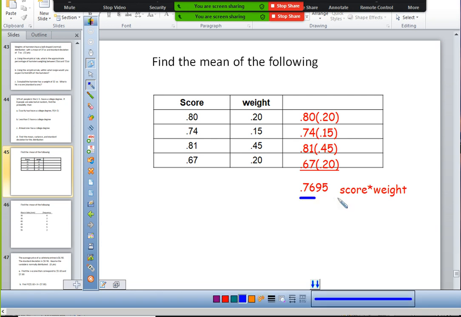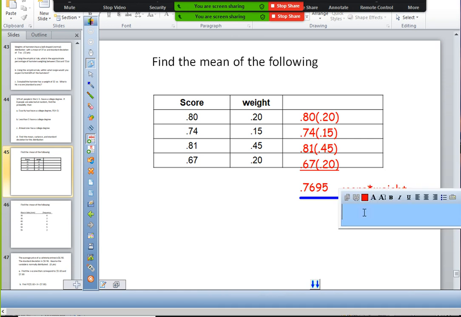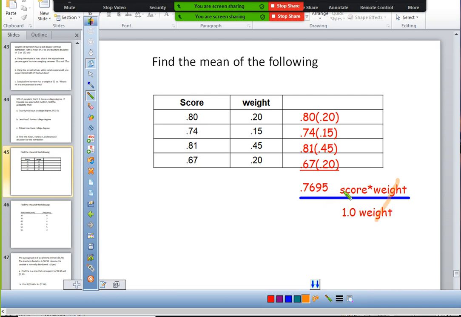I want the average score. So it means I need to divide by the weight. That way the weights cancel out. So I'm going to divide by the total weight, which is 100, 1.0, 1.0 weight. And then the nice thing about this is then these guys cancel out and go away. Divided by 1, I'm left with 0.77, and that's the score.